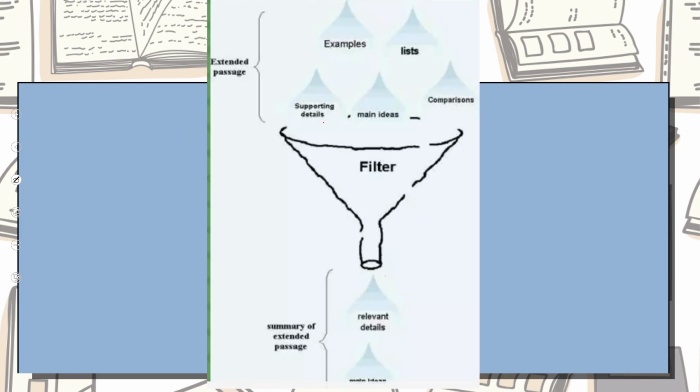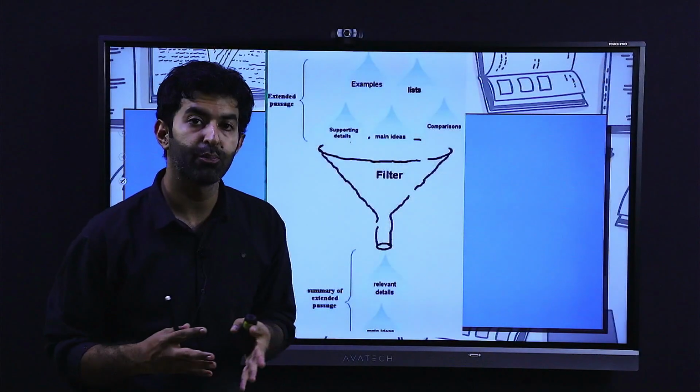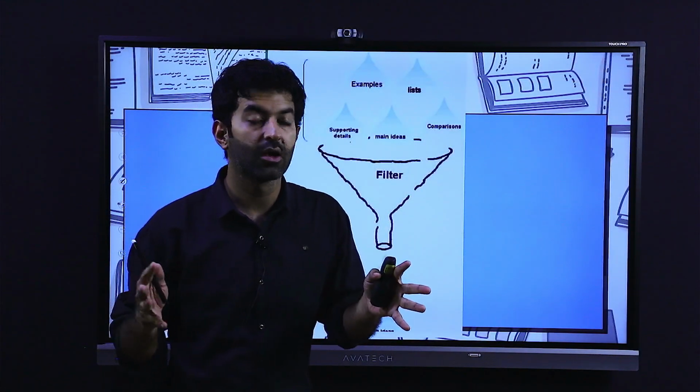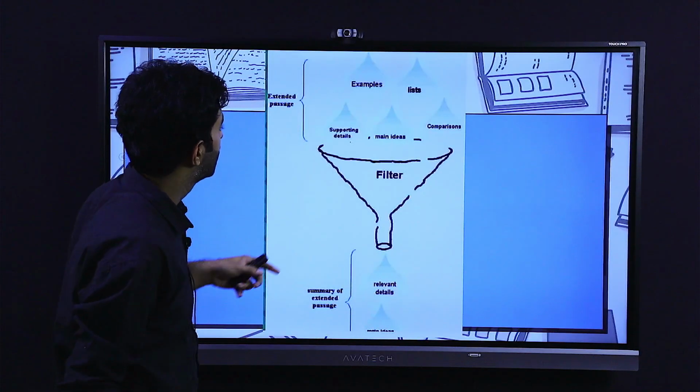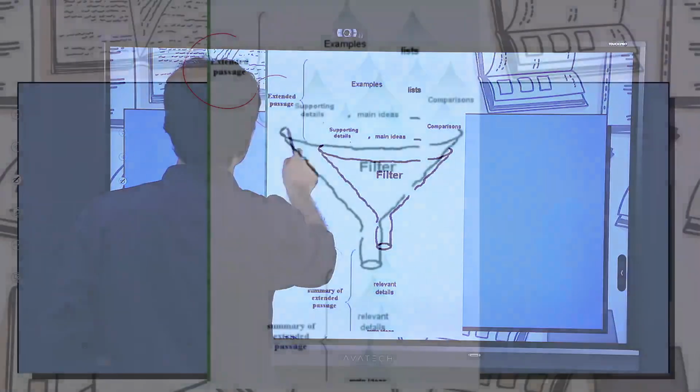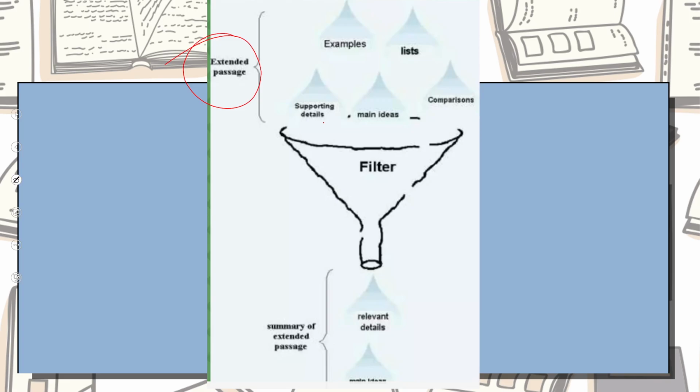All right. Now, here is the graphical representation using a picture where there is a filter. Let's filter out the text. So we have a very extended passage, a long text, or any paragraph. The passage has examples, lists, comparisons, main ideas, supporting details. This is what a passage is made up of.